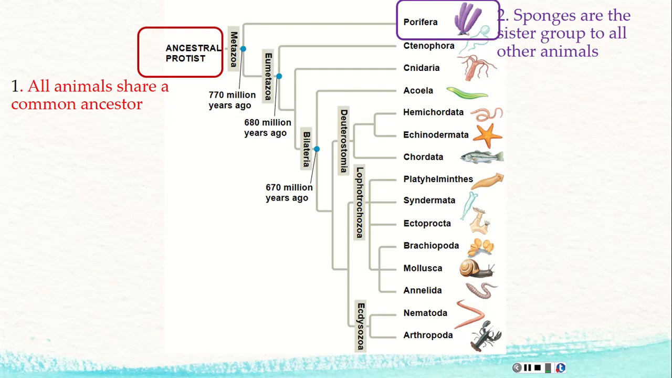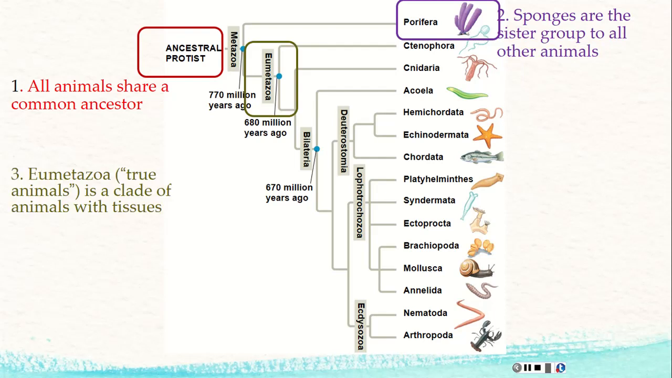Sponges are a sister group to all other animals. They serve to be that outgroup or basal group. Eumetazoans, these are referred to as true animals. So again, that word eu meaning true, and zoa meaning animal. So this is a clade of animals with tissues.